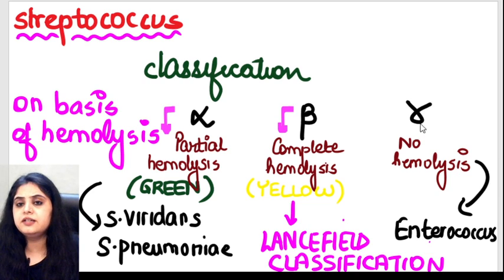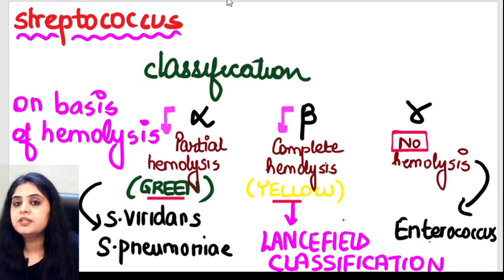So first forget the gamma. It is not going to cause any hemolysis, no hemolysis. Enterococcus comes under it. Remember Enterococcus, no hemolysis, gamma. Alpha is partial, beta is complete. So alpha hemolysis gives a green color, beta hemolysis gives a yellow color.